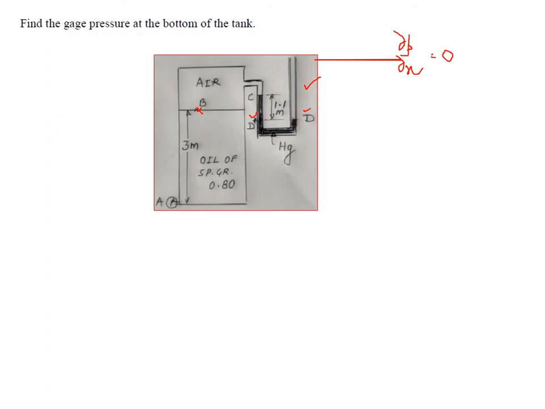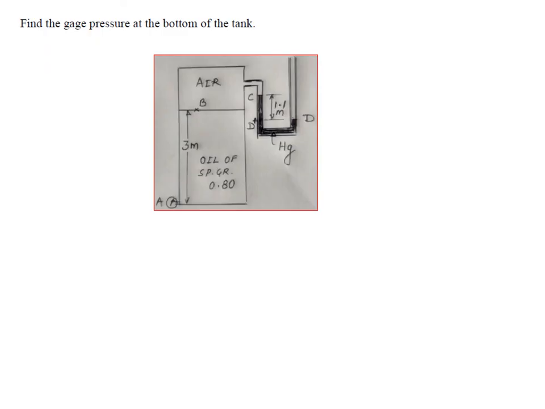You cannot equate the pressure here, because here it is oil and here it is mercury. So you cannot equate like this. You have to have one continuous liquid like this. Then only you can equate the pressure at D. So what is the pressure at D? Since it is exposed to atmosphere, the pressure at D will be equal to 0. Therefore, the pressure at D dash will be equal to 0.